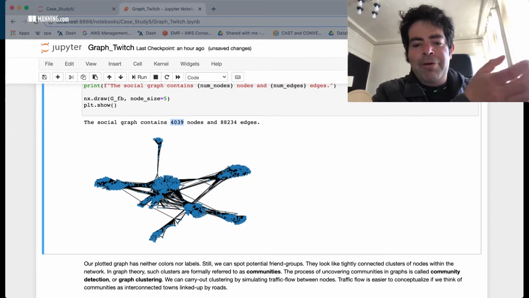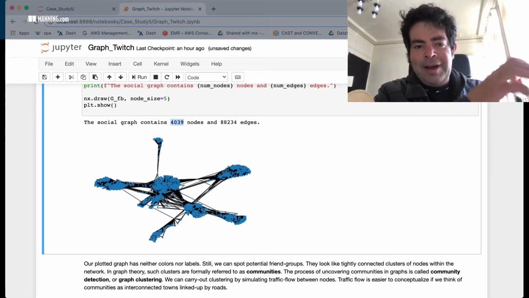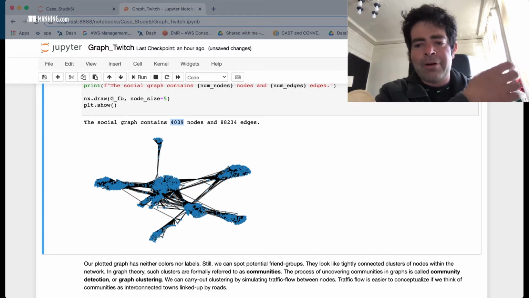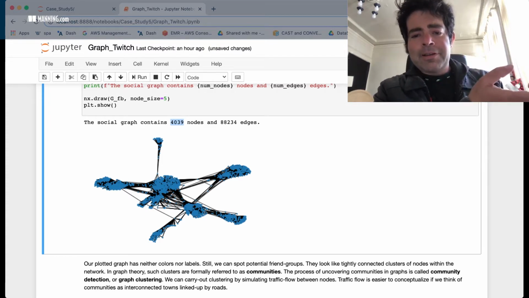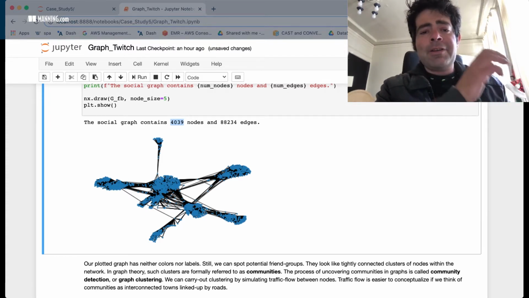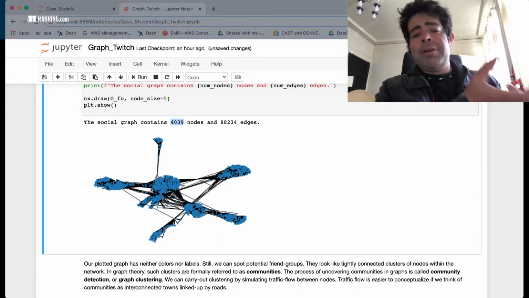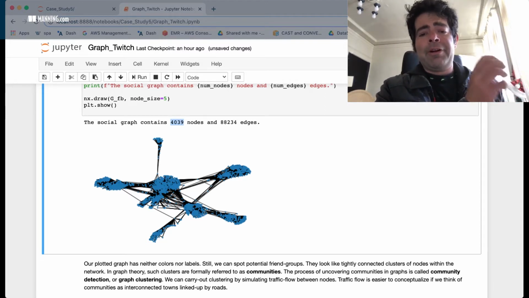And again, what I want to point out is that in this network, I just want to emphasize, we see tight clumps when the network is visualized in two-dimensional space. So these types of clumpy networks are called community networks. The clumps themselves, these clusters, are called communities. And the process of discovering communities in an automated way is called community detection or graph clustering.